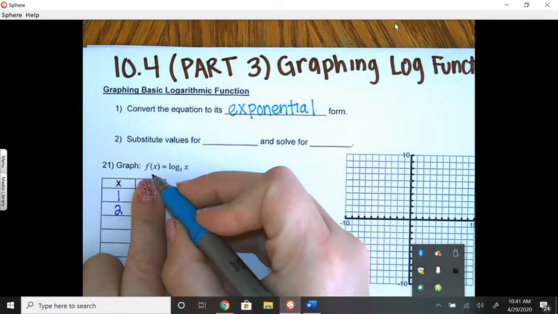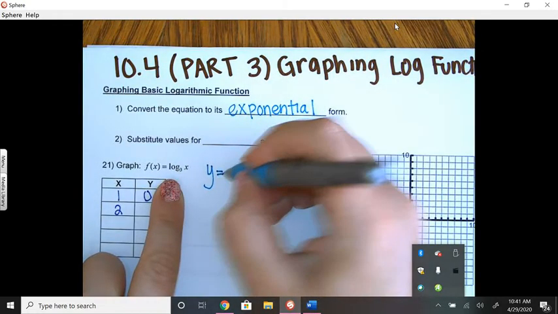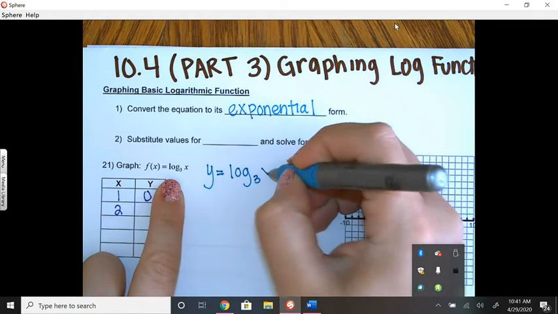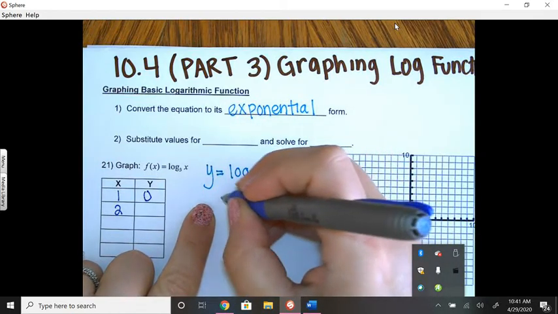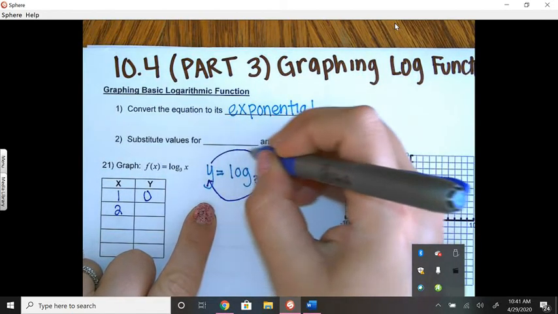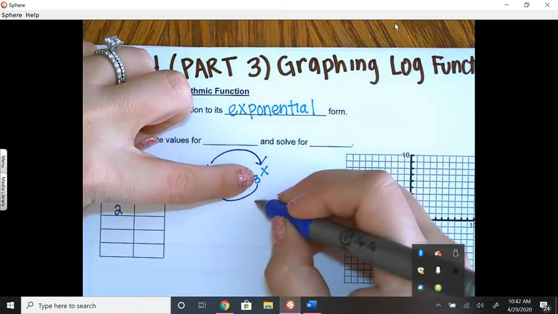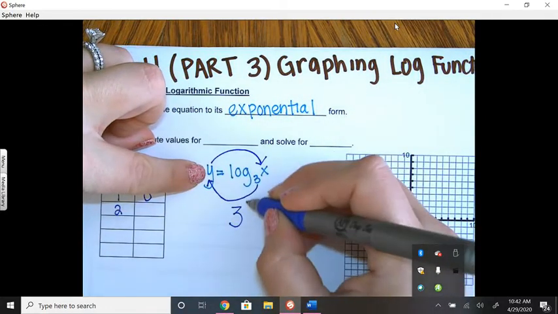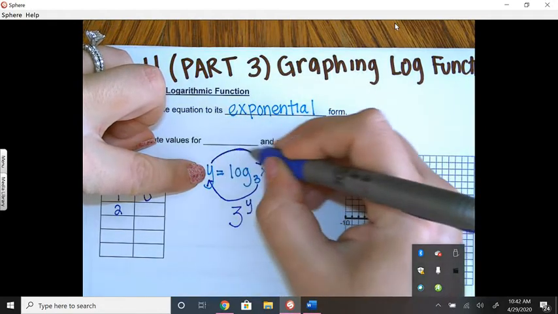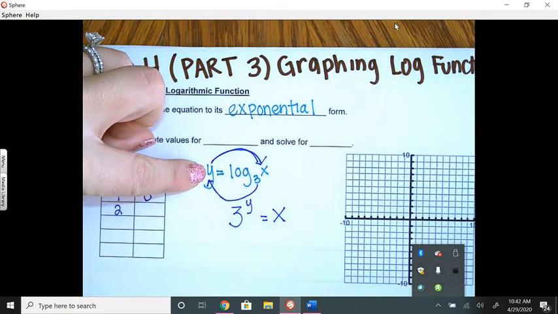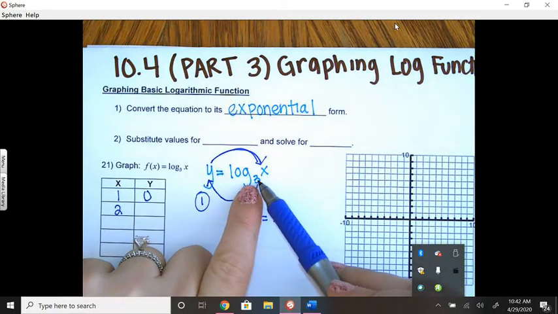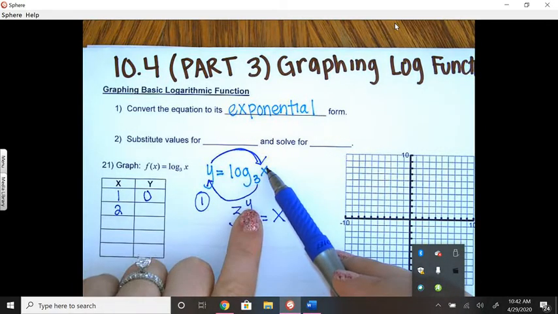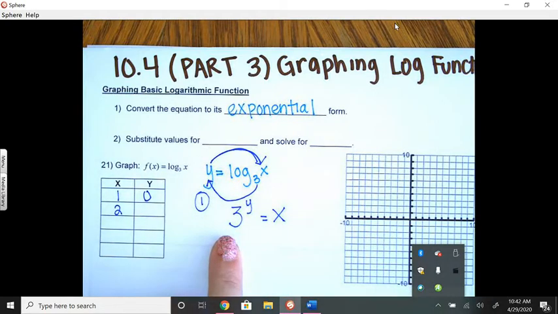Now f of x is the same thing as y, so I can put a y there. It just represents the output. I'm going to convert this, and remember we learned the circle thing. So this is saying 3 to the y would get me x. That's step 1: convert it to the exponential form. Again, this is saying 3 to what power gets me x? Well, we're using y for the exponent.